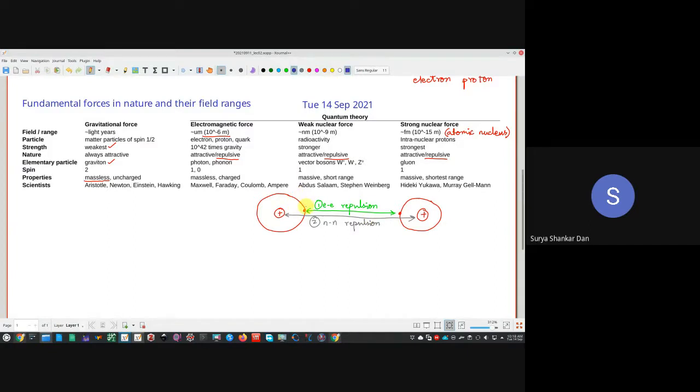Correct? And finally, what are the attractions? This electron-nucleus attraction, and similarly here you will have this electron and this nucleus attraction, and this electron and this nucleus attraction. So now you are able to find that there are 4 blue attractions between positive and negative charges, and 2 repulsions: nuclear-nuclear repulsion and electron-electron repulsion.